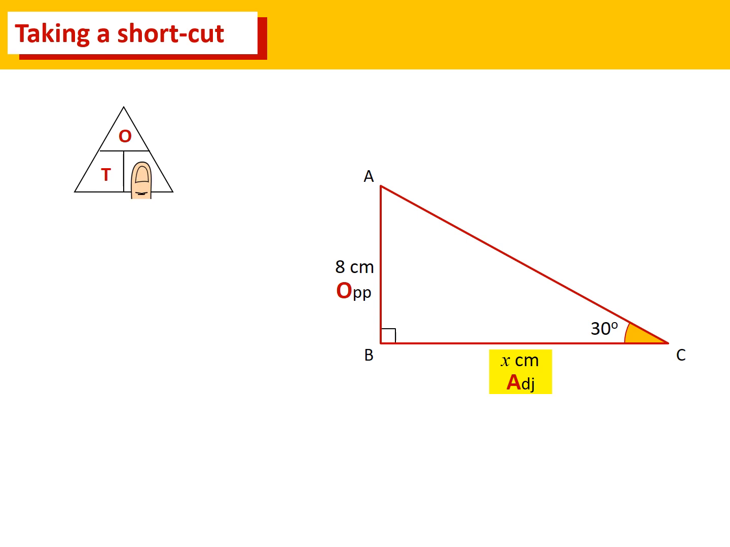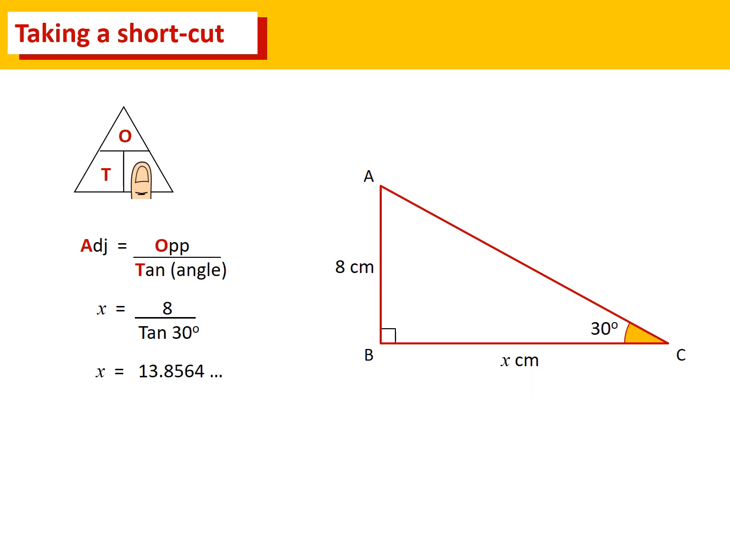So we put our finger over A for adjacent, and the triangle tells us it's opposite divided by tan of the angle. And therefore that will be 8 divided by tan 30. And there's our answer, rounded to 1 decimal place.